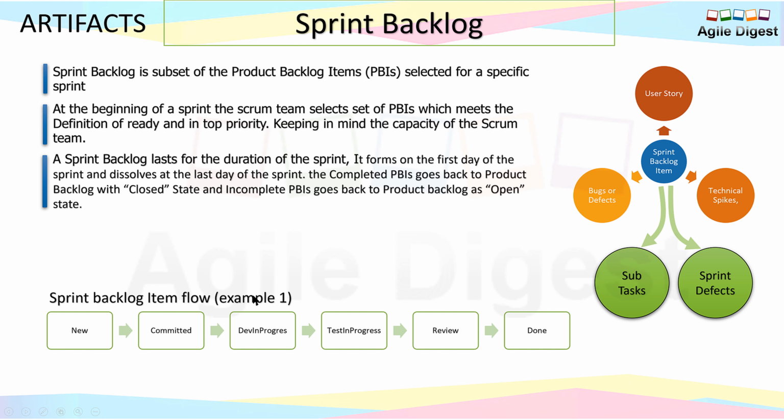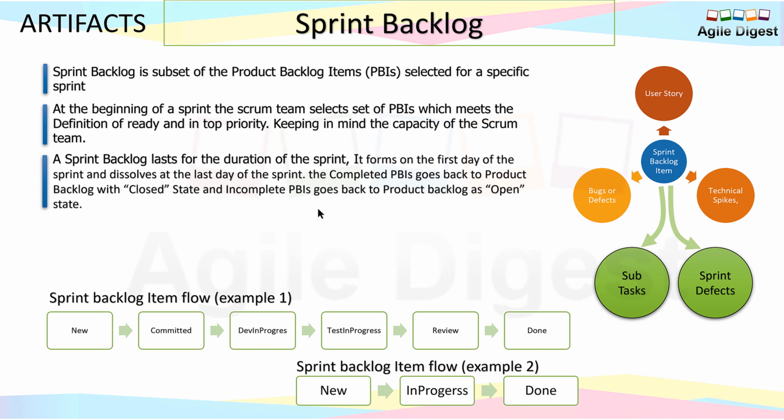Now let's try to understand the sprint backlog item flow. This is an example where a story or work item can move from new to committed to dev in progress to test in progress. Then you can do a review and done. This is a flow. Continuously when you are working on a sprint, your user stories are changing their states at different times based on what exactly the team is working on for that particular story. We'll have more clarity on this towards the end of this tutorial, where we'll be configuring our Scrum board with all these statuses and columns.